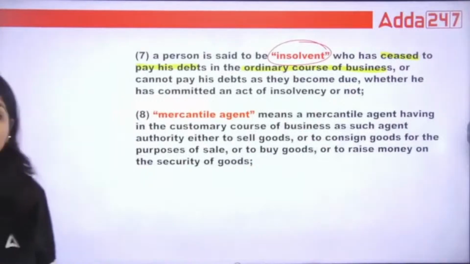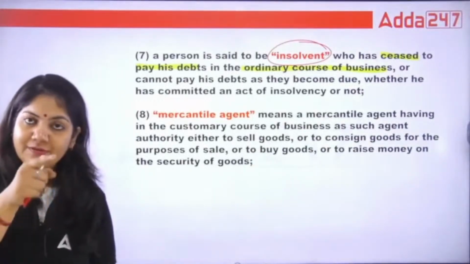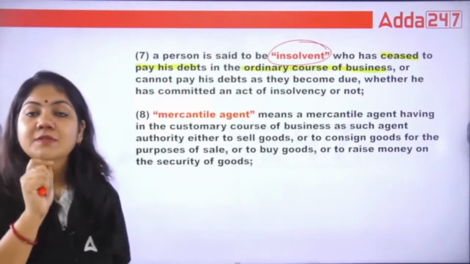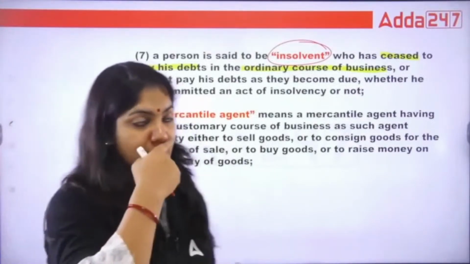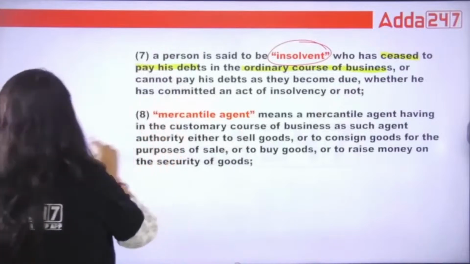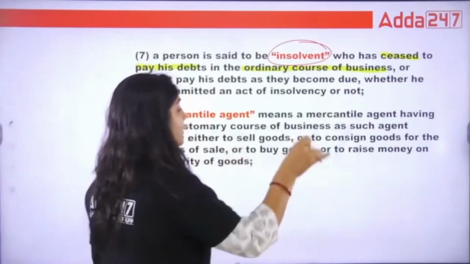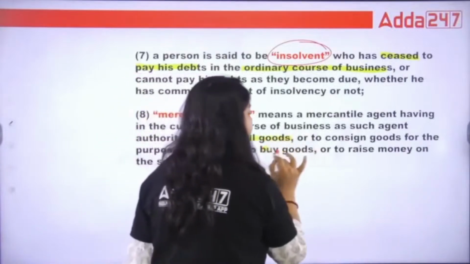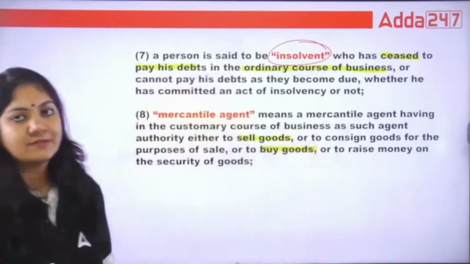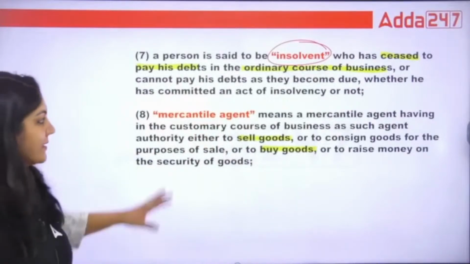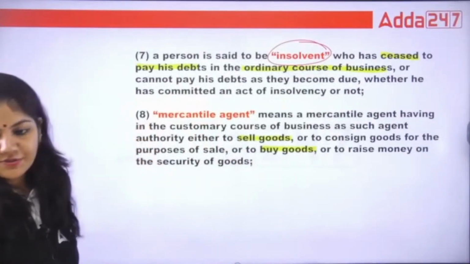If the court declares that person insolvent, that is called bankruptcy. So this is the difference between bankruptcy and insolvent. What is a mercantile agent? The mercantile agent is the agent whose work is to sell the goods and buy the goods for the seller. So this is the exact definition of the term agent.